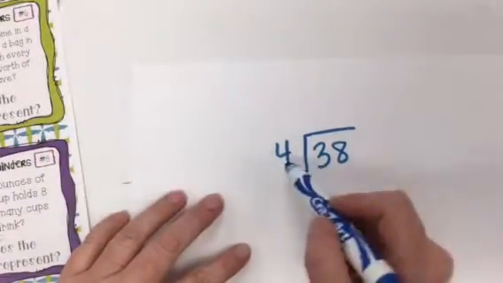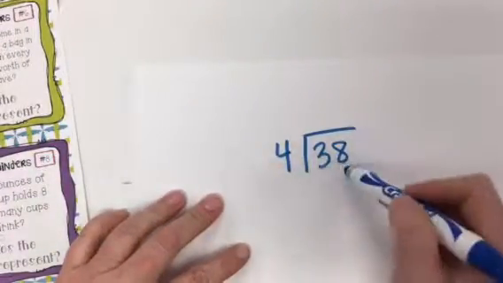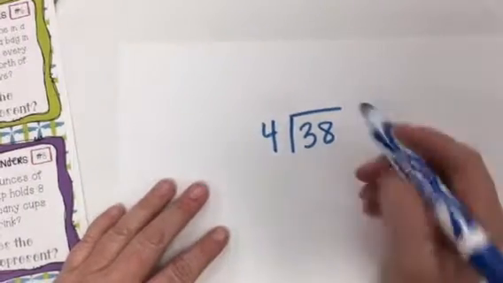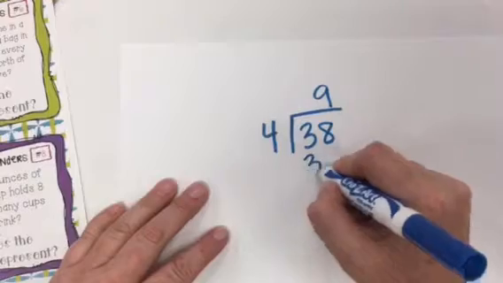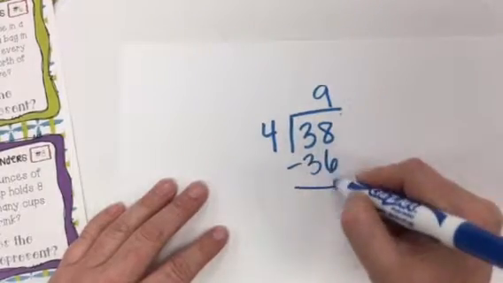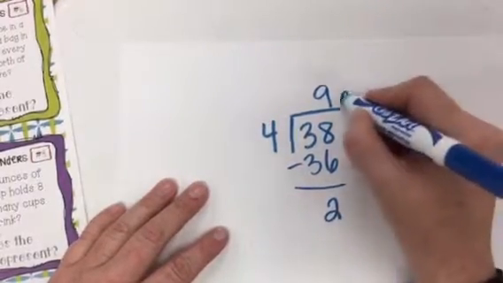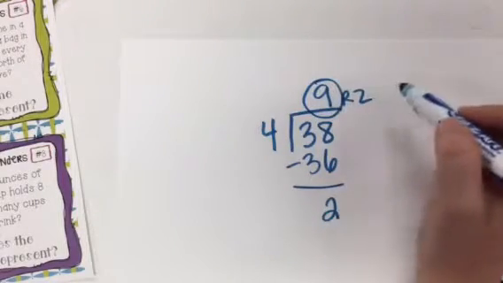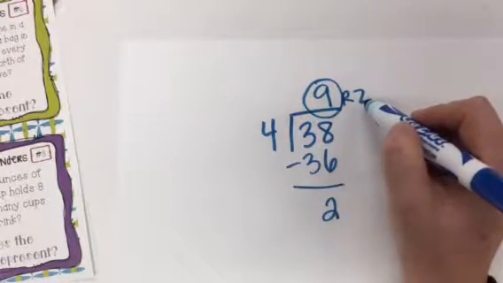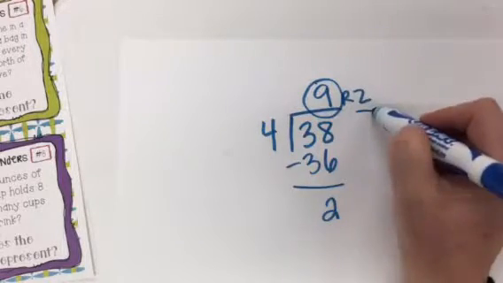4 can't go into 3, so I've got to go to 38. 4 can go into 38. I know 4 times 9 is 36. 8 minus 6 is 2. I've got a remainder of 2. Now, she has 9 days worth. And then on that last day, she's got 2 bags left over.